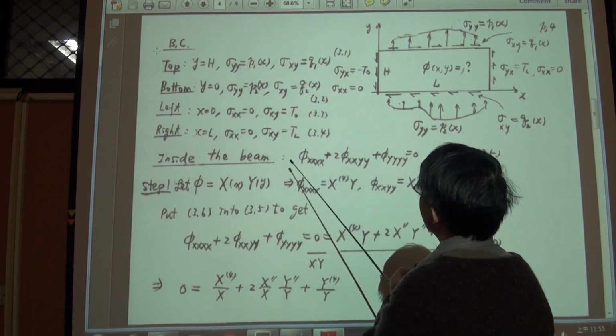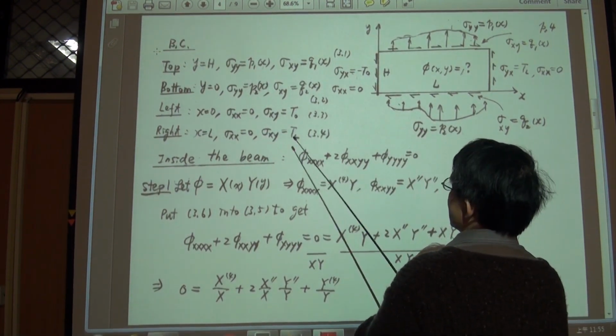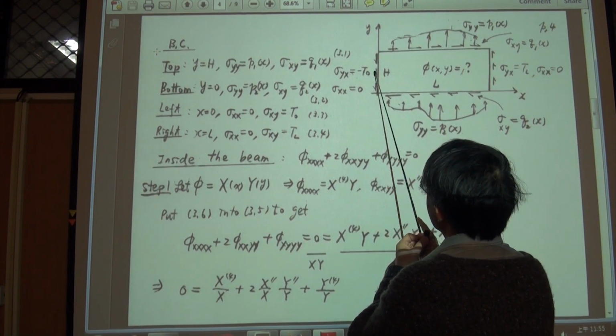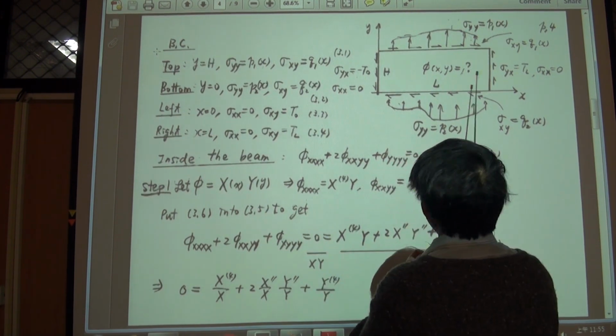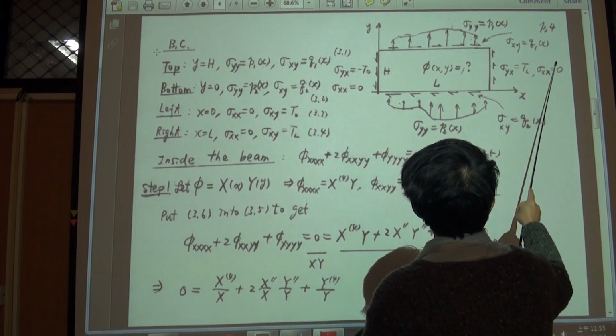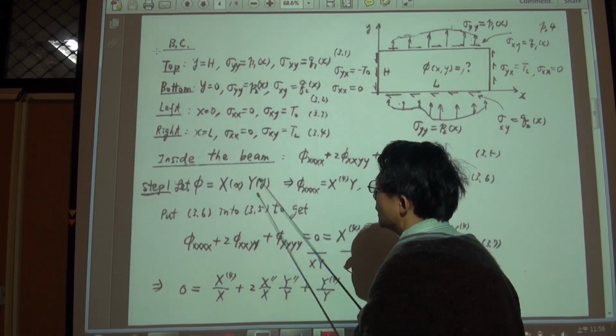And also, we have minus T0. But it doesn't matter. It's plus or minus depending on how you think about the direction here. At the right side, x equals L, sigma xx equals 0, and sigma xy is equal to this one, as before.